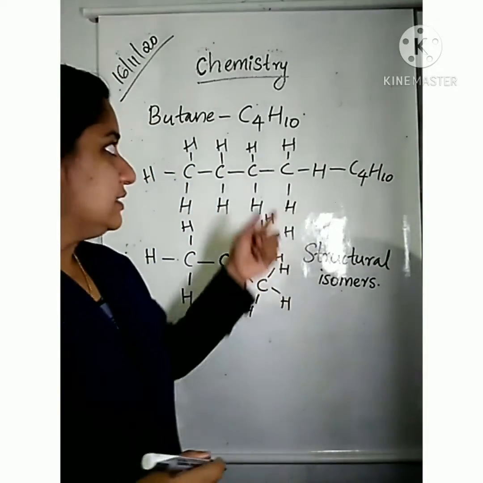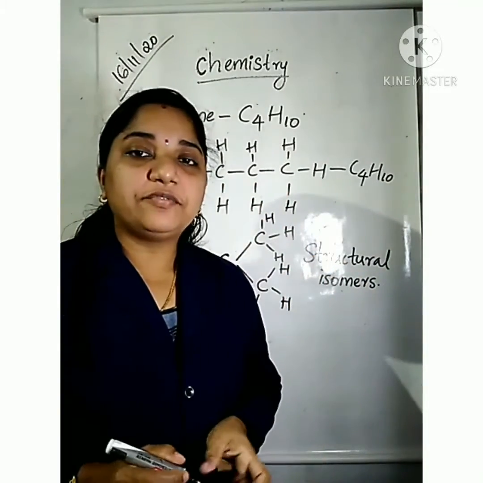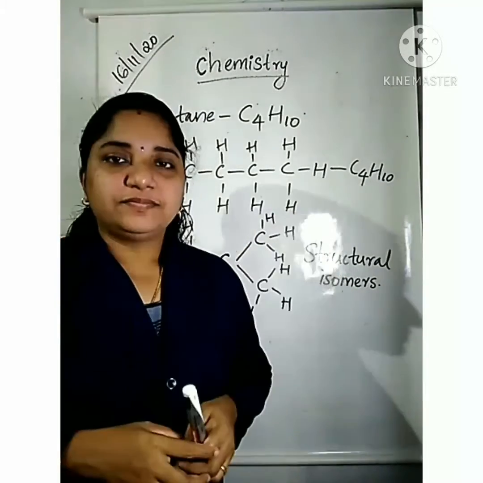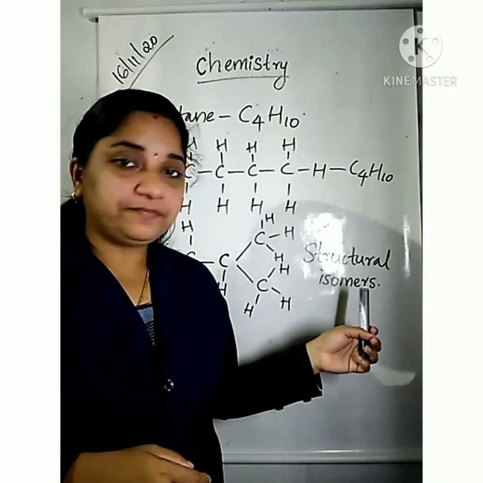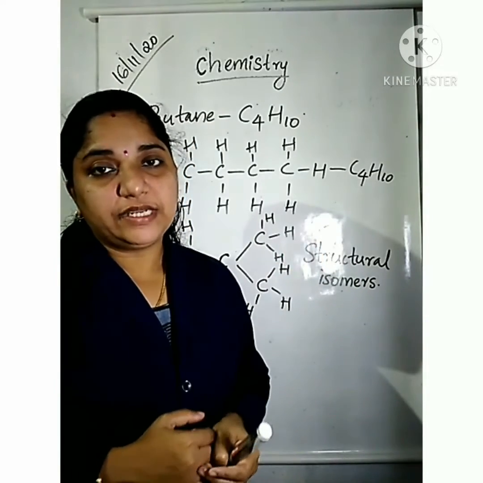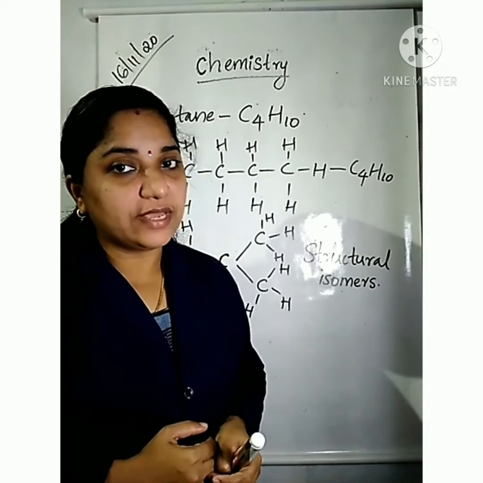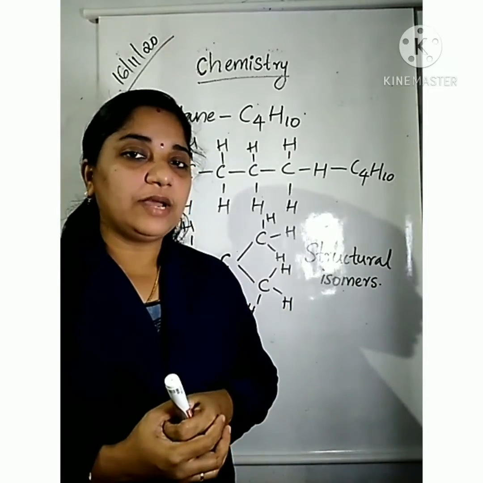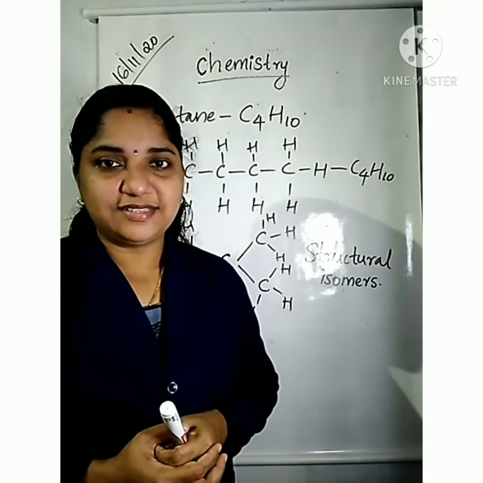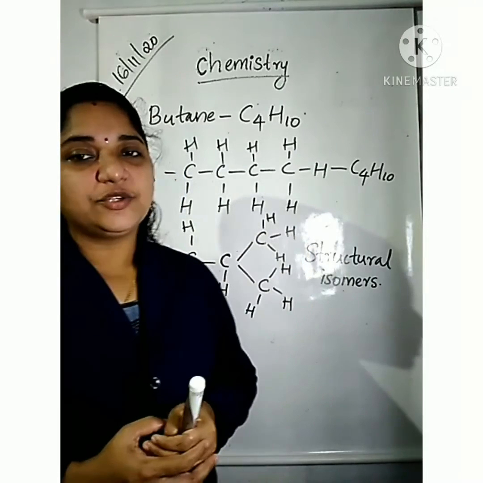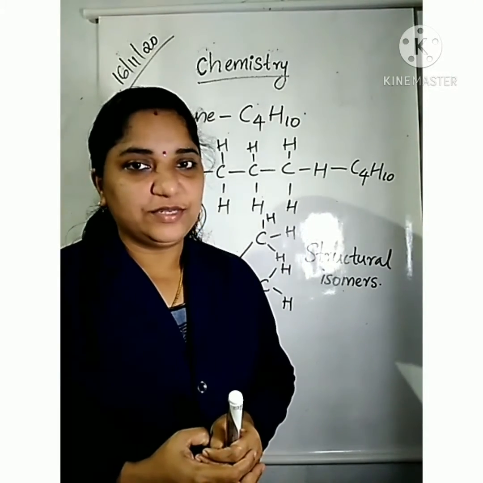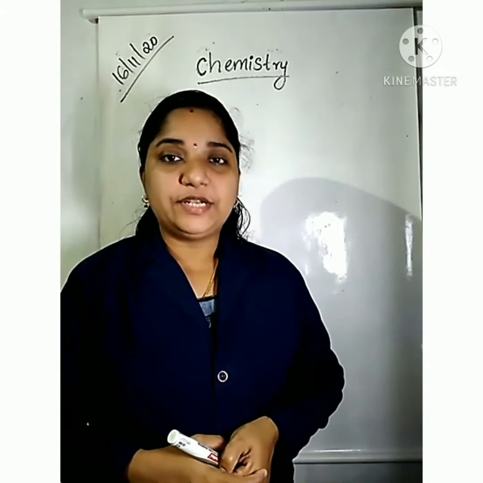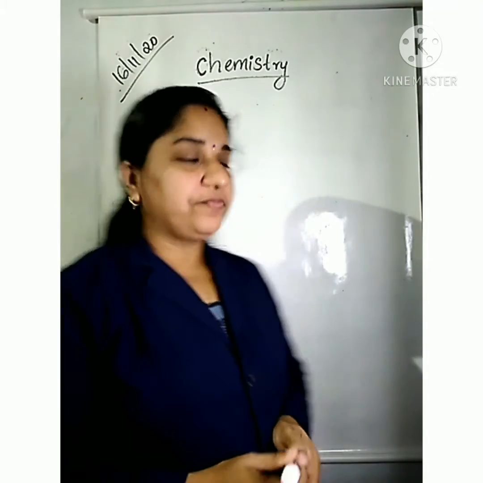Structural isomers have the same molecular formula but different structures. That kind of compounds are known as structural isomers. Structural isomers have different physical properties, but they have the same chemical properties. Once again, structural isomers have the same molecular formula, but they possess different structures. Butane shows that property, structural isomerism. Children, we can check another compound that shows the property of structural isomerism.